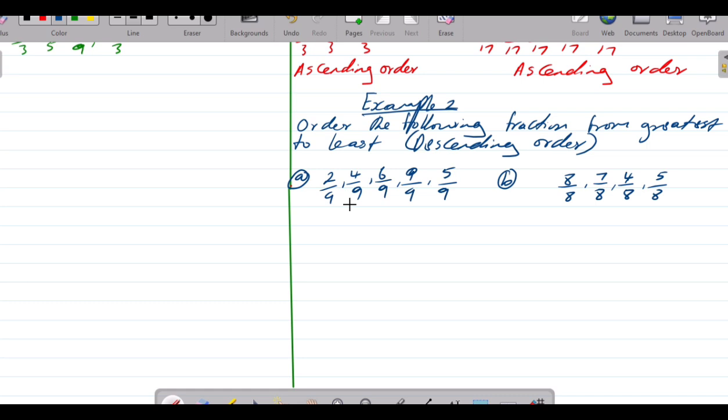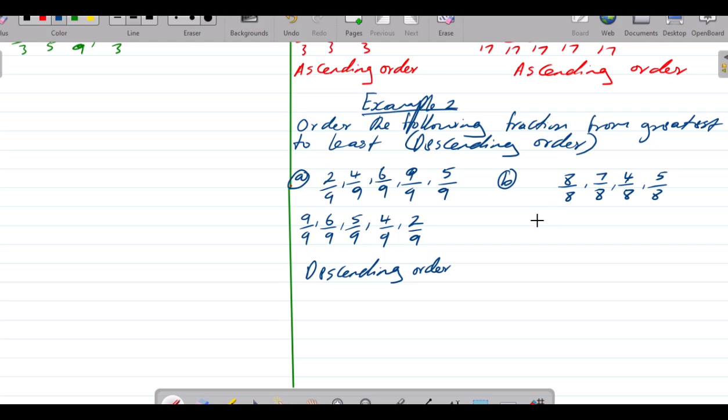So example 2 says order the fractions from greatest to least, that is in descending order. To arrange these fractions in descending order, let's consider the numerator as well. The biggest numerator here is 9 over 9. Since their denominators are the same, they are known as like fractions. So followed by 6 over 9, 5 over 9, 4 over 9, 2 over 9. So we've just arranged the fractions in descending order, that is from the greatest to the least.